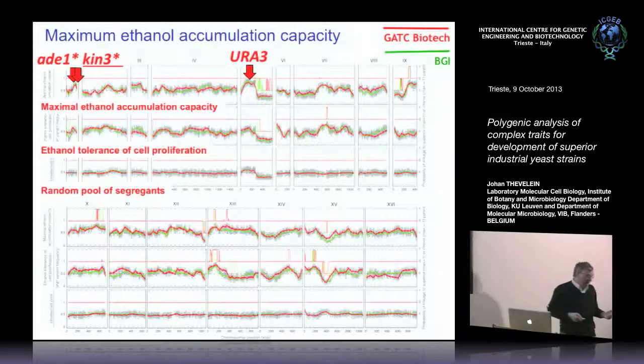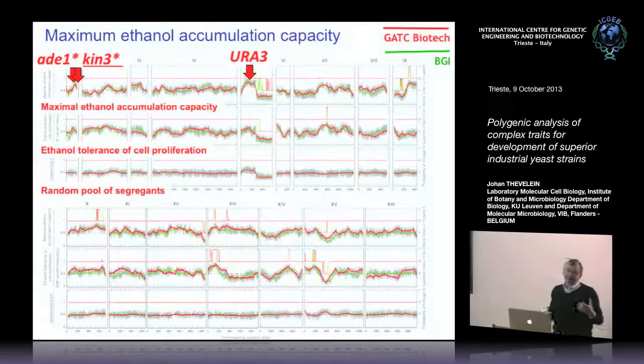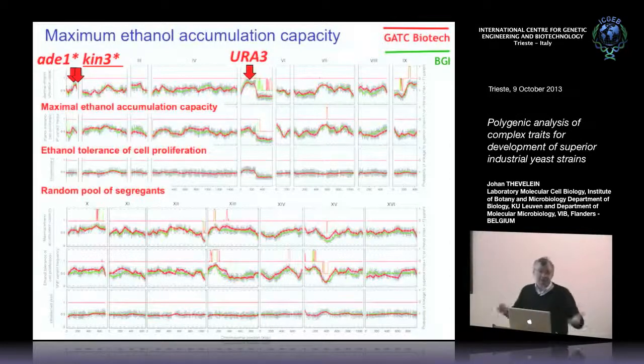KIN3 is a protein kinase involved in repair of mutations and DNA repair, indicating that high ethanol levels could be mutagenic to the yeast, and that a protein kinase that helps to repair these mutations is beneficial to survive in high ethanol levels.